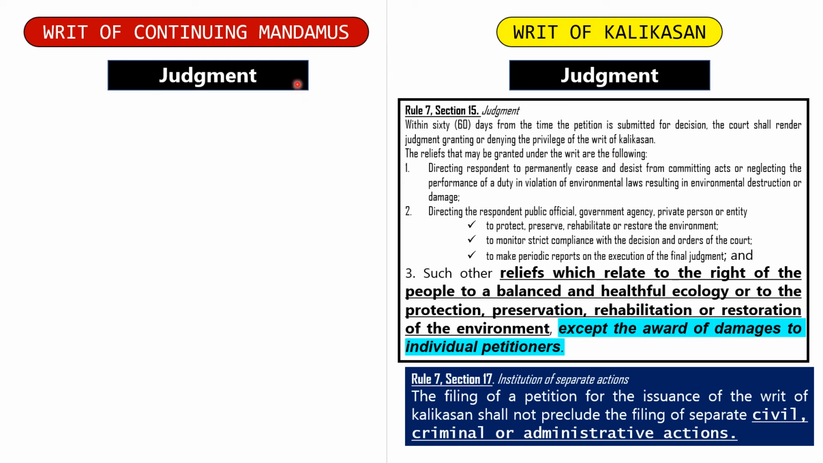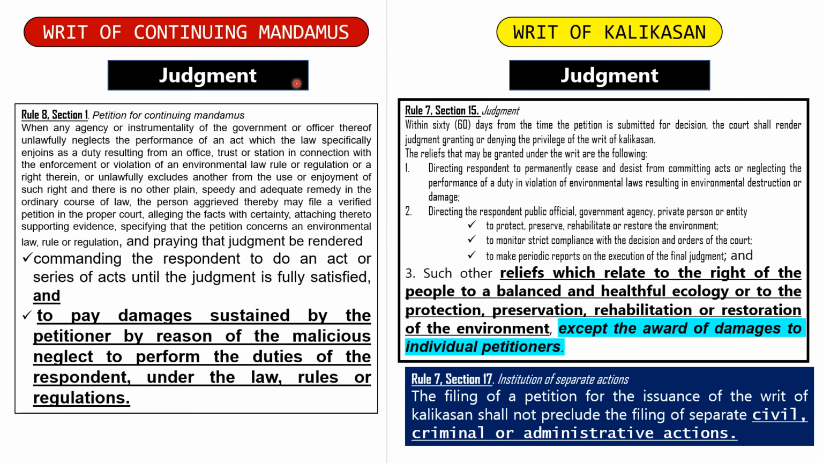How about in your writ of continuing mandamus? Take note that aside from your prayer commanding the respondent to do an act or series of acts until the judgment is fully satisfied, you should also pray. The word used here is and. You should also pray for the payment of damages sustained by the petitioner by reason of the malicious neglect to perform the duties of the respondent under the law, rules, or regulations. So they are really different, the writ of kalikasan from your writ of continuing mandamus.